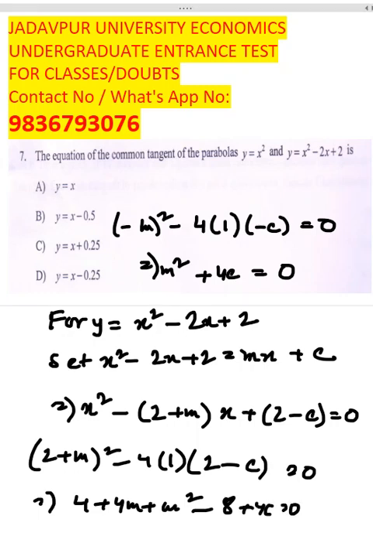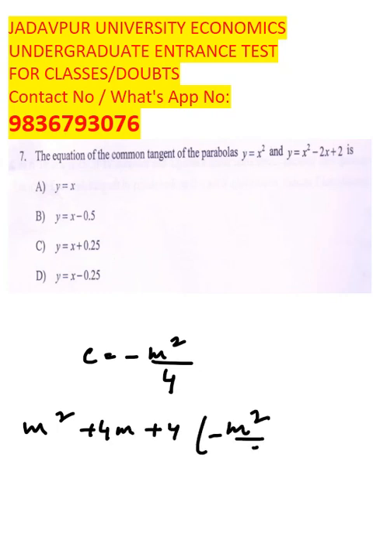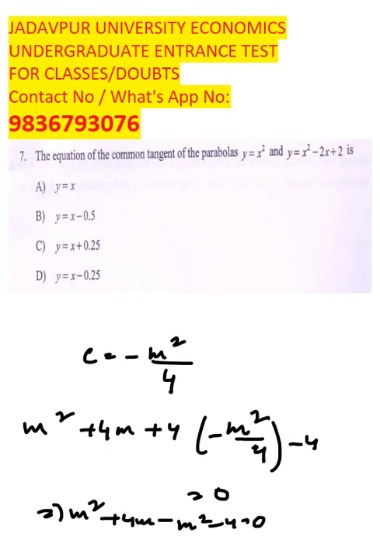Now we solve the system. From the first equation we get c as minus m square by 4. Plugging this in, we get m square plus 4m plus 4 plus 4 times minus m square by 4 minus 8 equals 0, or m square plus 4m minus m square minus 4 equals 0. From this we get m as 1.